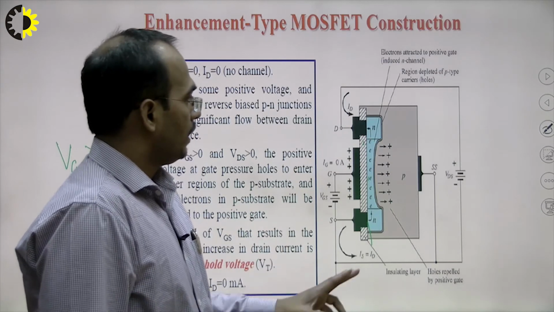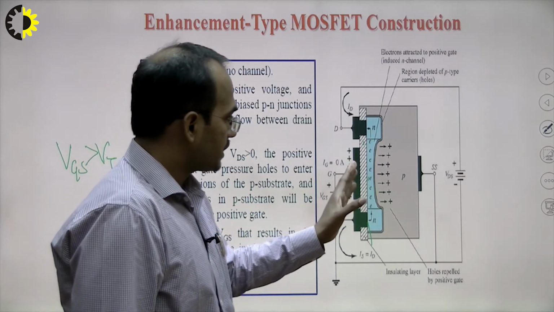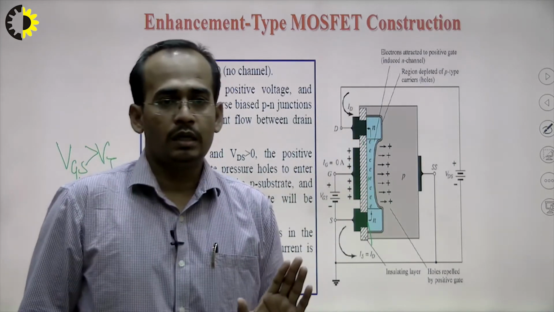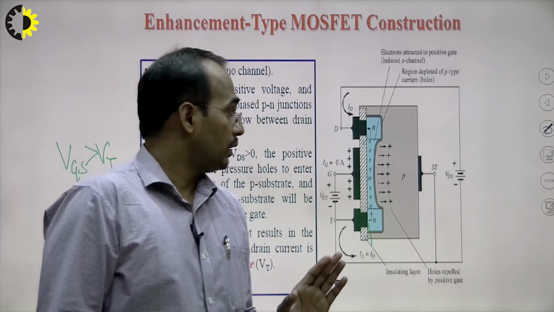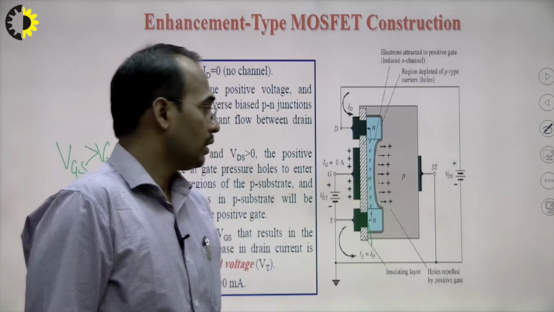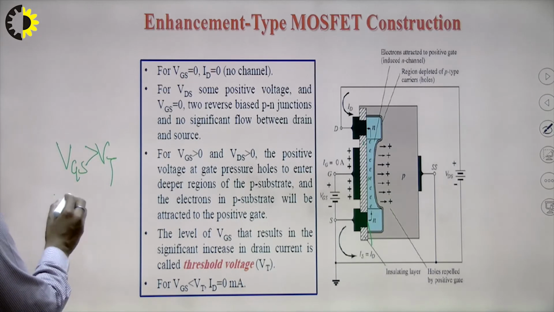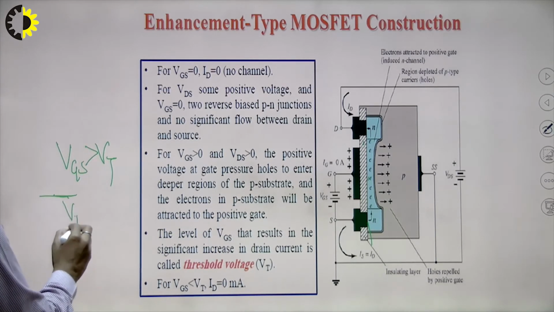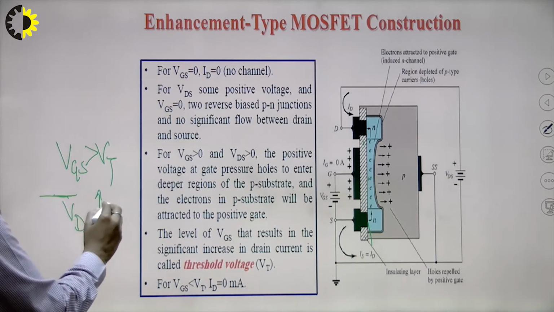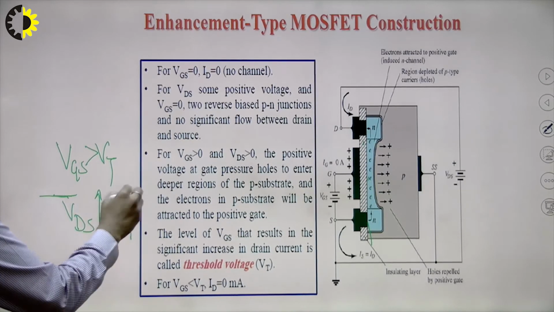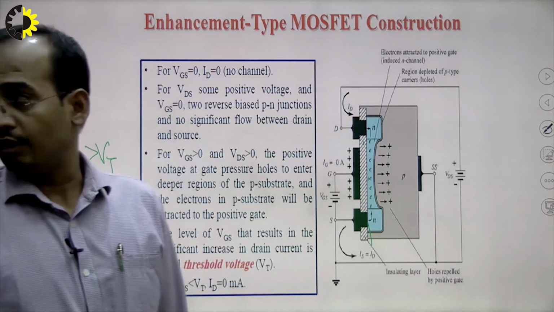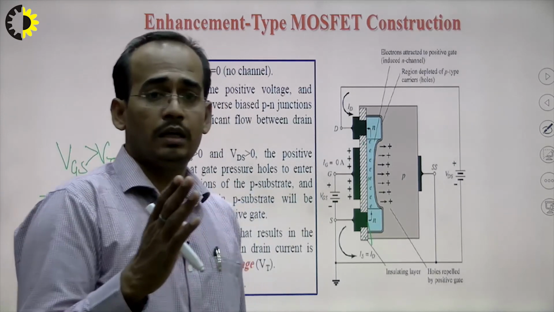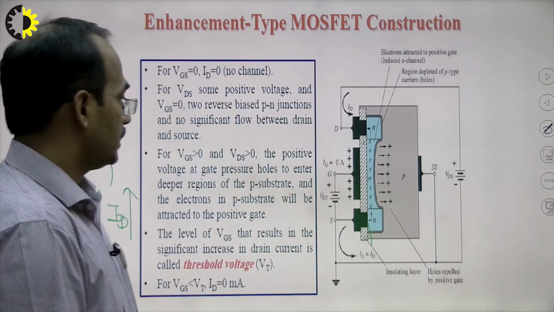As the movement of charge carriers starts from source to drain terminal, the drain current is constituted. So by increasing the value of VDS, the drain current ID will increase. As the value of VDS increases, the drain current ID increases.